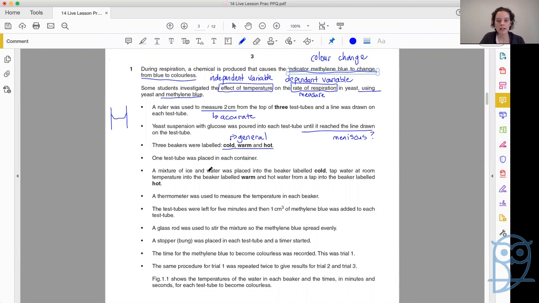A mixture of ice and water was placed into the beaker labeled cold, tap water at room temperature into the beaker labeled warm, and hot water from a tap into the beaker labeled hot. Okay, this is not accurate at all. Okay, so we have inaccurate temperatures. Maybe it's a cold day. Maybe room temperature is a bit icy today. Okay, we have inaccurate temperatures.